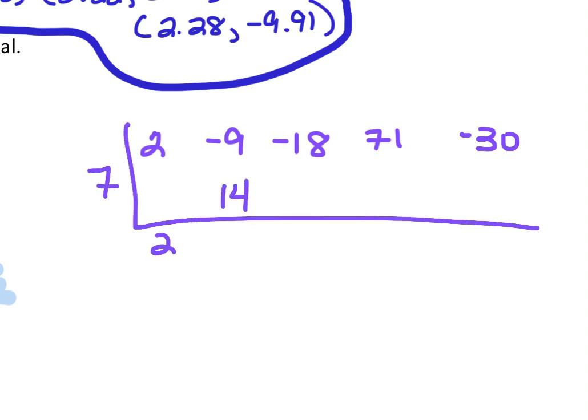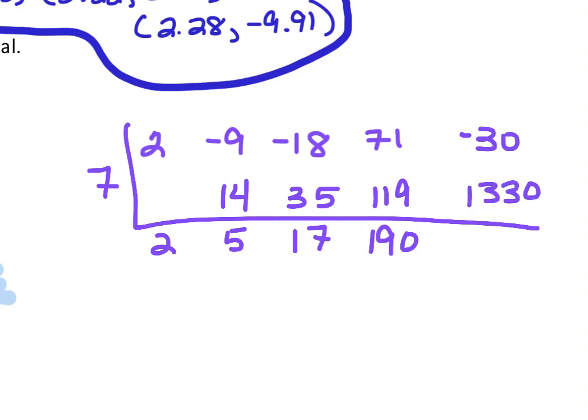2, 14, -9 plus 14 is 5. 5 times 7 is 35. -18 plus 35 is 17. 17 times 7 is 119. Blech. 71 plus 119 is 190. 190 times 7 is 1,330. -30 plus 1,330 is 1,300.